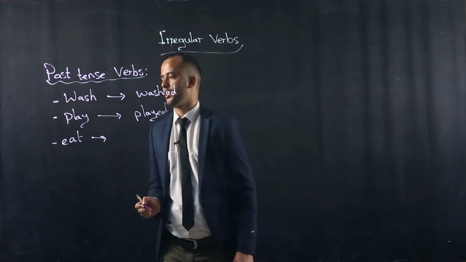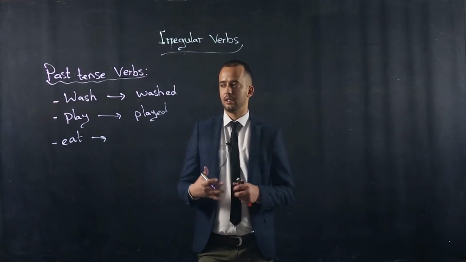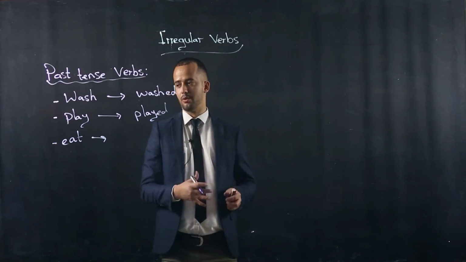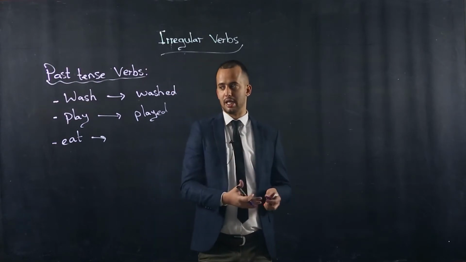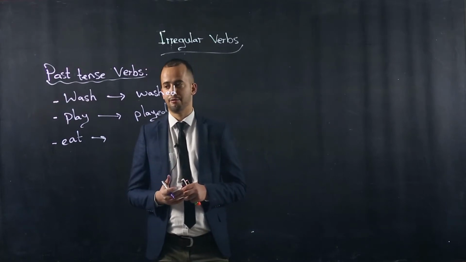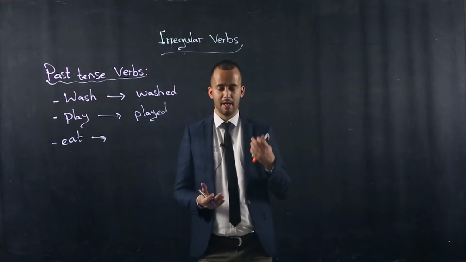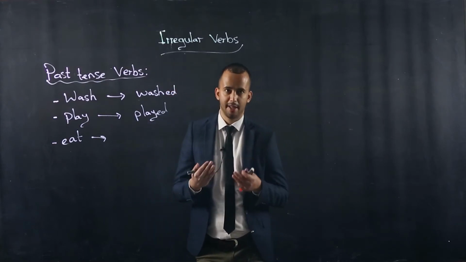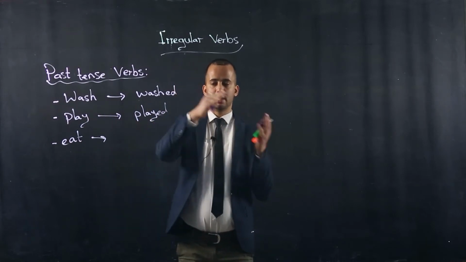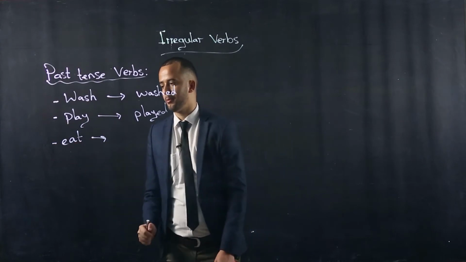So I say, for example, I eat my lunch now, or I'm eating my lunch now, or I eat my lunch every day. So here I'm using the verb in the present tense form. But if I want to talk about my lunch in the past, if I want to say that I had my lunch yesterday, then I'm going to change the verb eat to its past tense form. So what is the past tense form of eat?